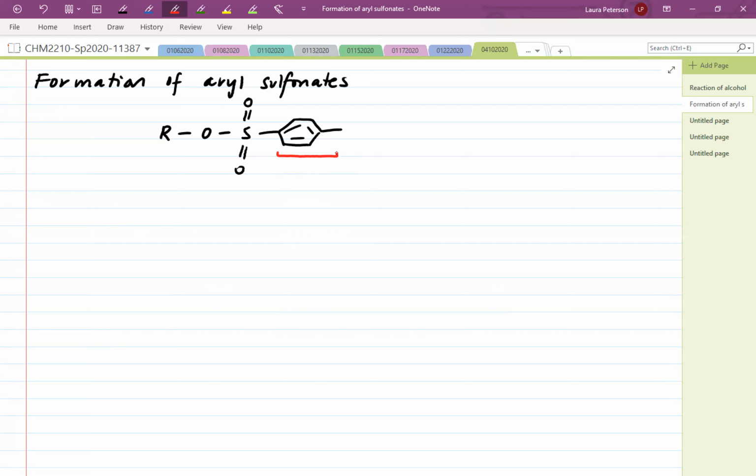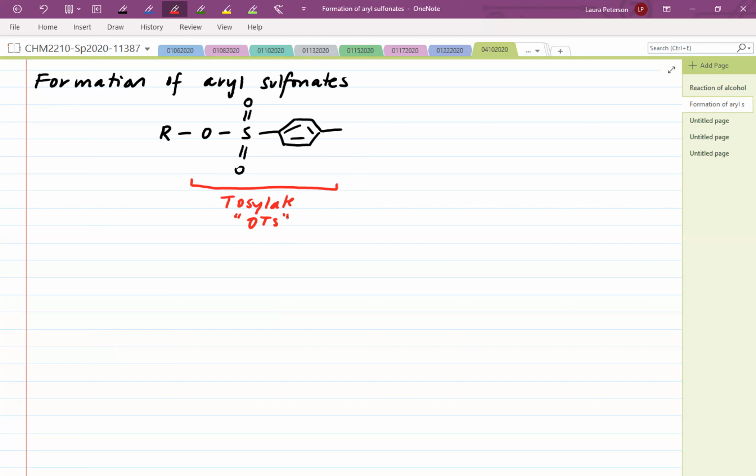That group that I highlighted in red could be that methylbenzene. It could also be just a plain methyl group. It could just be a plain benzene. So there are different R groups that could be in place of that benzene, and those molecules would undergo the same reactions that we're about to talk about. This specific group we're thinking about is called tosylate, and we abbreviate this as OTs in a molecule. Tosylate, OTs. We think about that whole thing as a good leaving group.